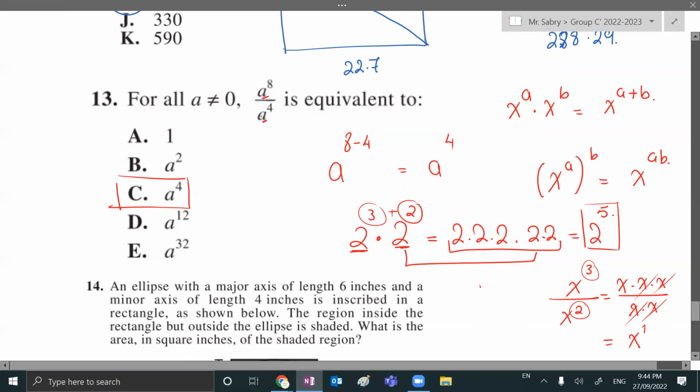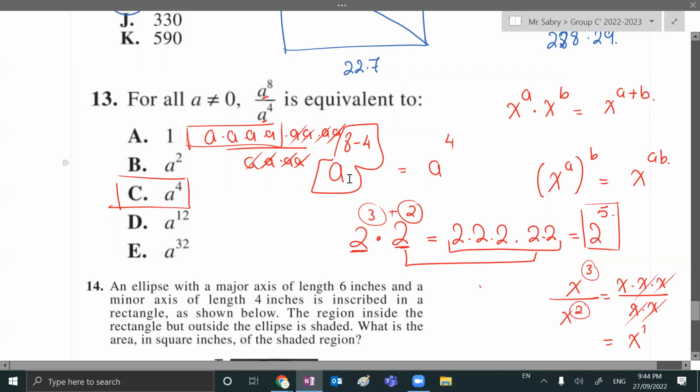So a to the power of 8 divided a to the power of 4 is like A times A times A times A times A times A times A times A over A times A times A times A, 4 times. These 4 will cross out of those 4, so the remaining is just 4. Instead of doing this, we'll just subtract right away. And that's why the rule is important. Fahma? Oh. Most welcome.